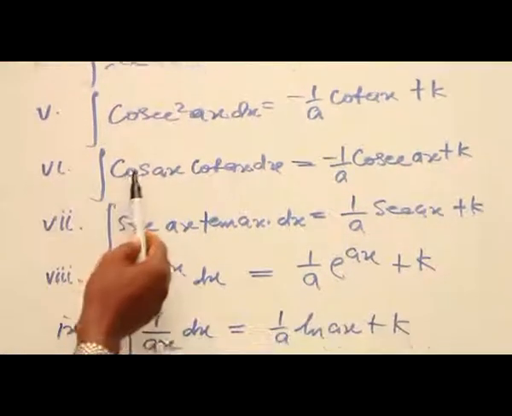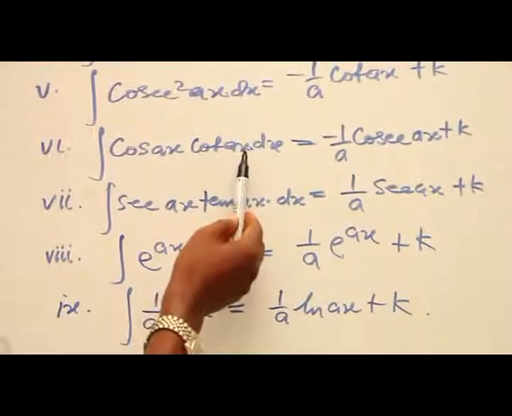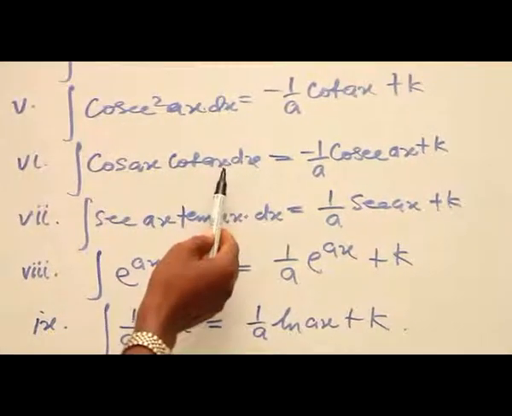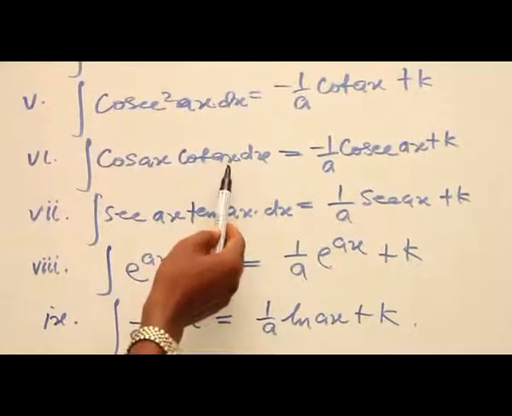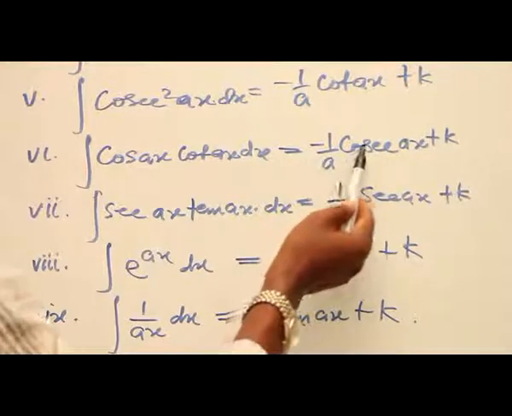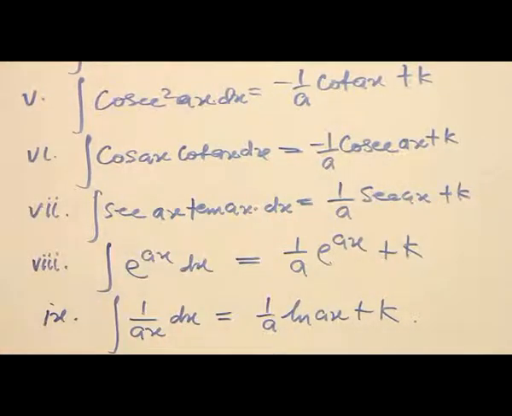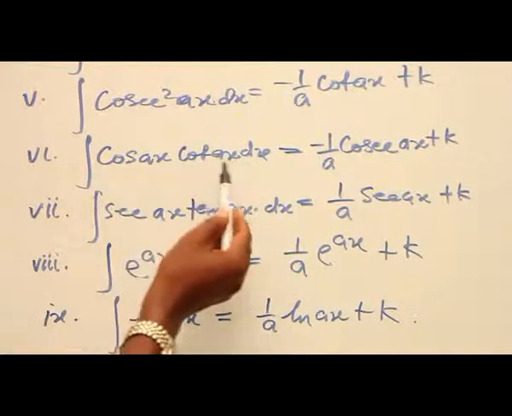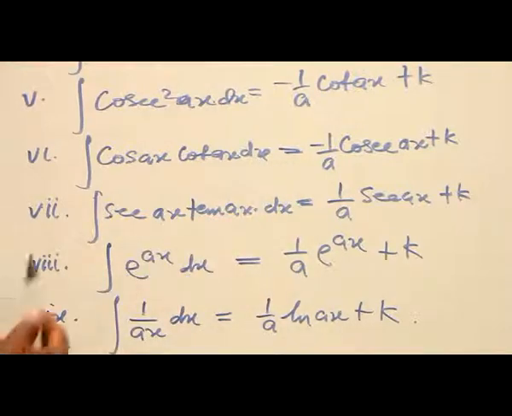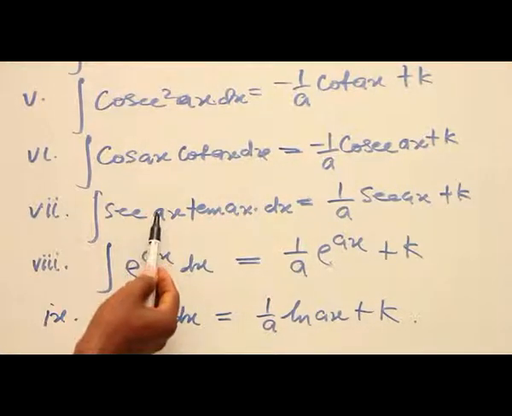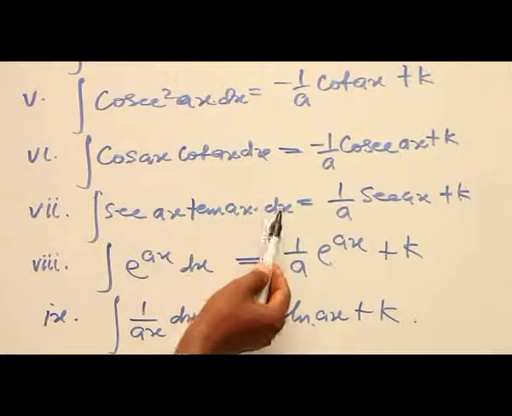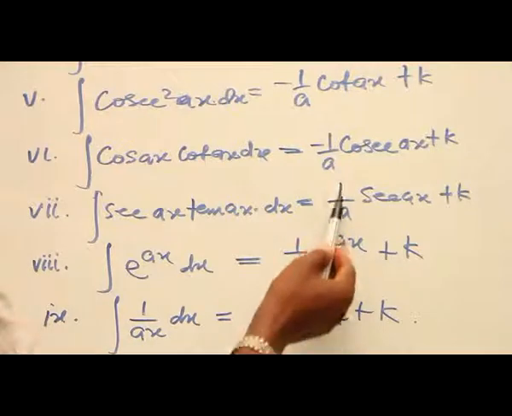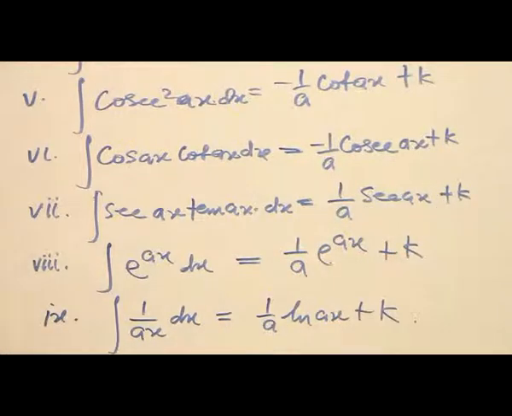The sixth one, cosec as cot as. These are standard integrals, just like we have standard differentials. So here, this will be equal to minus 1 over a cosec as plus k. You just need to study the variation in each of these ones to recognize how to write out the integrals. The seventh one is sec as tan as dx. This will be equal to 1 over a sec as plus k. Because if you differentiate 1 over a sec as, you will get this function.